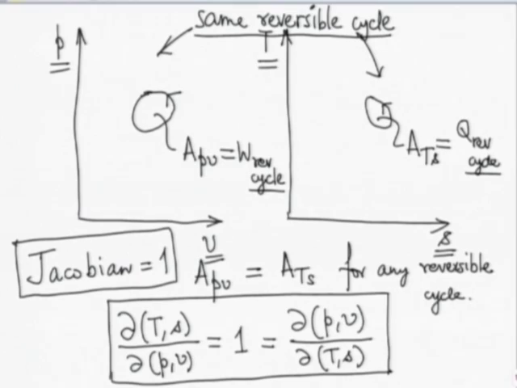Now, what is the use of this? To consider the use of this, we have to again brush up from our calculus, particularly analytical geometry, the properties of the Jacobian.